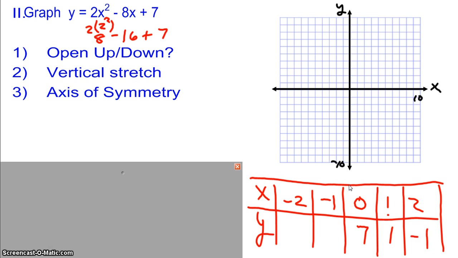Negative 1. Okay? Let's plug in negative 1 to see what happens. Okay, when we plug in negative 1, what is negative 1 squared? So we have 2 times 1. But when we plug in negative 1 here, we have negative 1 times negative 8, which is positive 8, plus 7. So what do we have now? 2 plus 8 plus 7? 17. Okay, so that's big.